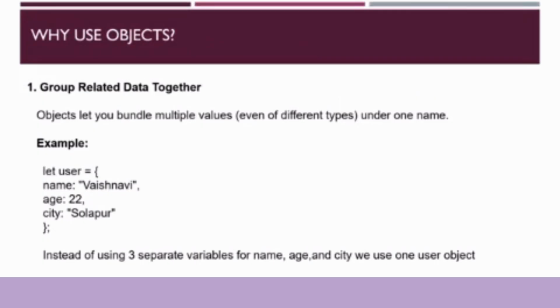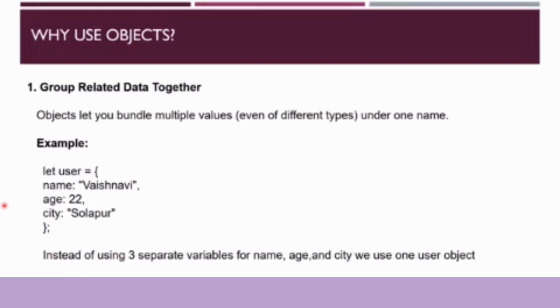Now, let's talk about why we use objects. Imagine you want to store information about a person like their name, age, and city. One way is to make three separate variables like this. Here is let name Vaishnavi, 22, Solapur, but it is a bit messy, right? All this data is about one person. So why wouldn't it be better to keep it together?